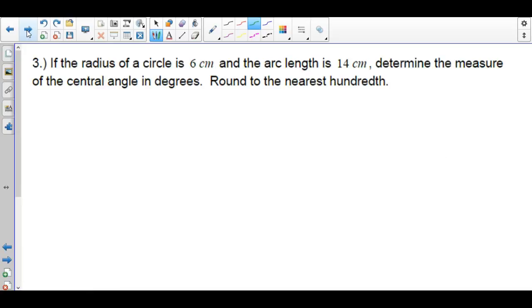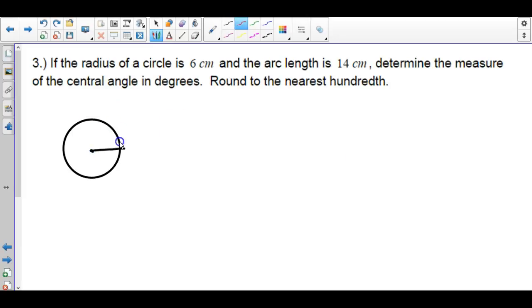Alright, and now we're going to go on to arc length problems and area of a sector. So in this one, the radius of a circle is 6 centimeters. The arc length is 14 centimeters. We want to know the measure of the central angle. So in this type of problem, we're going to be talking about some sort of circle here where the length of an arc is 14.